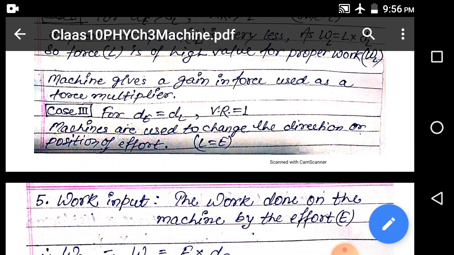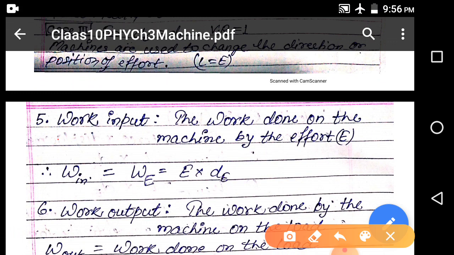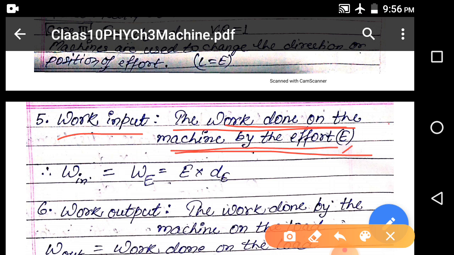Now go to the fifth point, work input. As we have discussed earlier, it is the work done on the machine by the effort. This is the work input, that means force applied on the machine, and work done on the machine by the effort. This effort is actually a force. So work input is equal to work done by the effort, which is this force E, effort, into this displacement dE, the displacement of the effort.